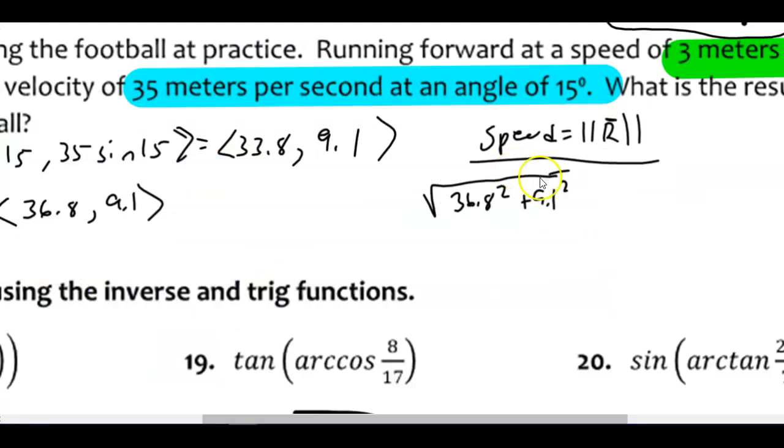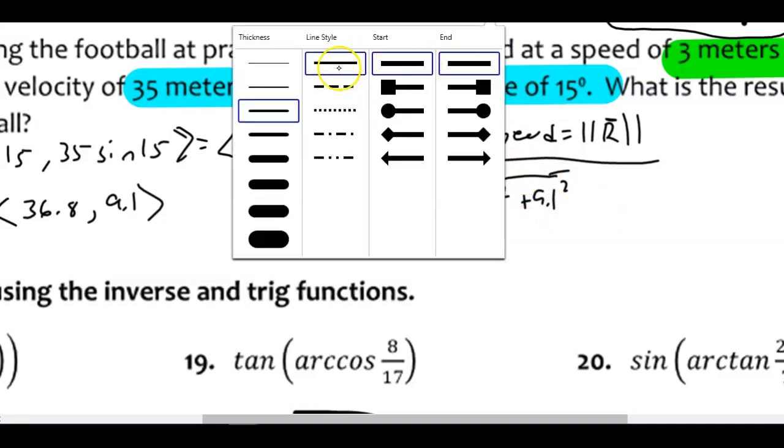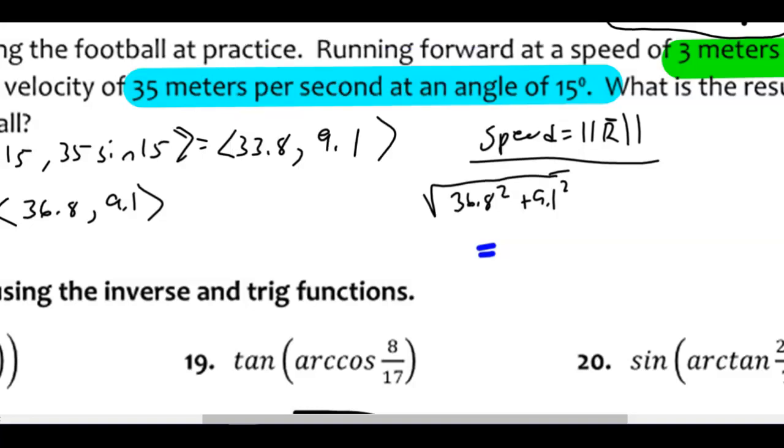So, right here, the magnitude we said equals 37.9 meters per second, excuse me. Meters per second, so 37.9 meters per second.